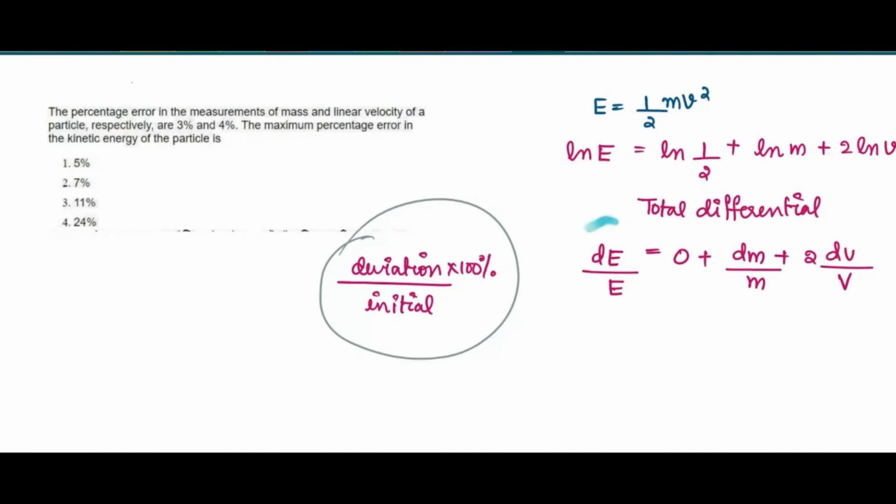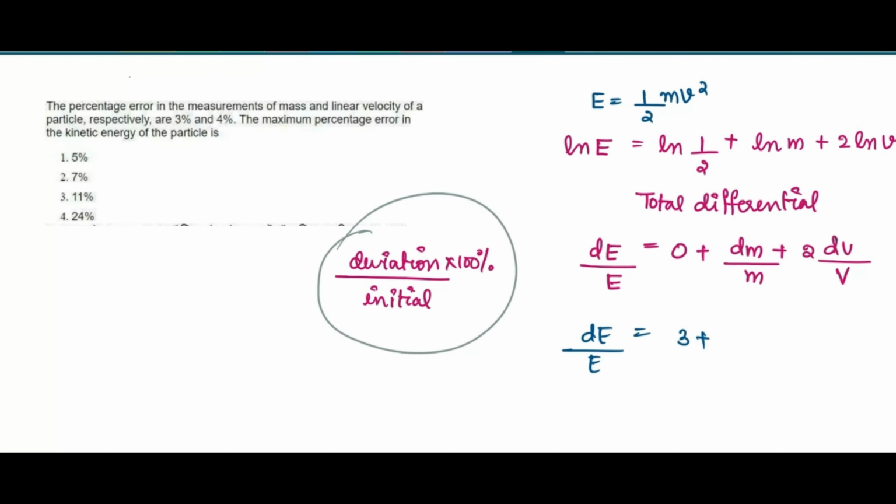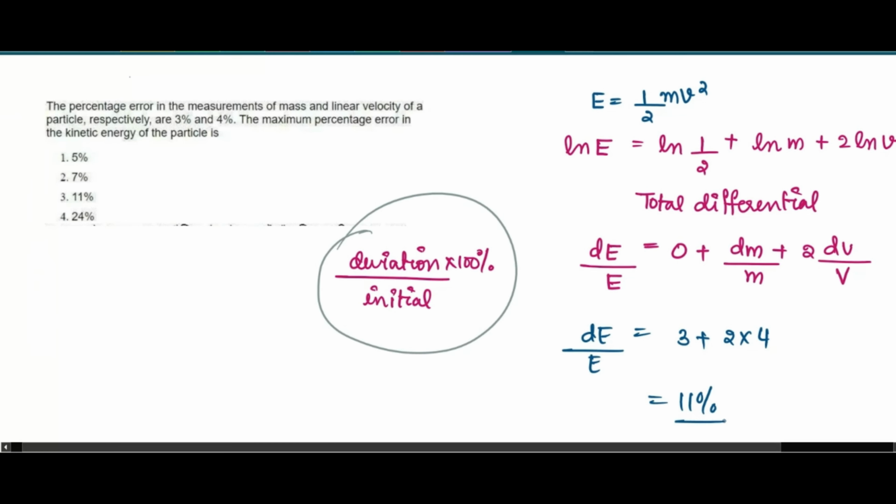And that is the question. What has been asked there? What is the error in energy? This DE by E is the error in the measurement of energy. Okay, the error in the measurement of energy is equal to DE by E. What is the error in the measurement of mass? They have said it is 3%. Plus, what is the error in the measurement of velocity? They have said it is 4. So 4 into 2, 8 plus 3. Answer is 11%. Option 3.